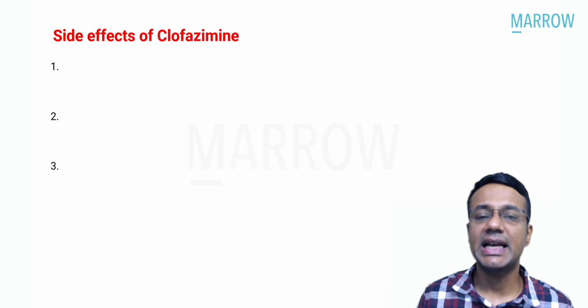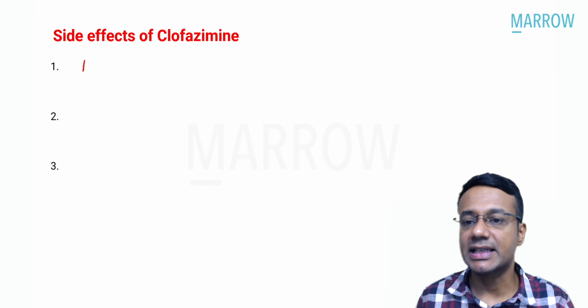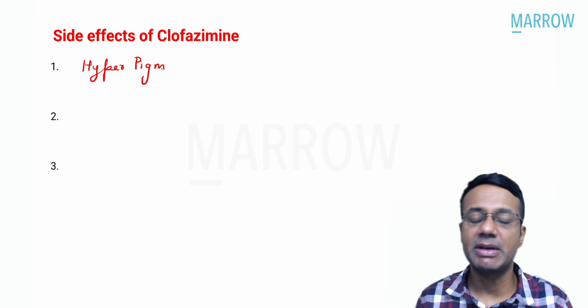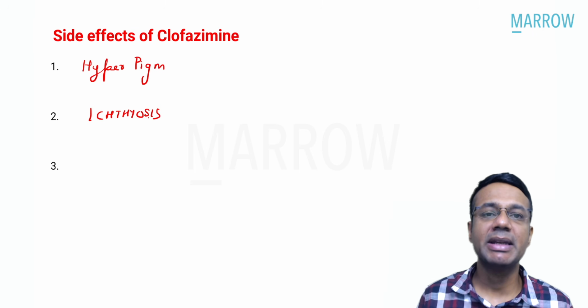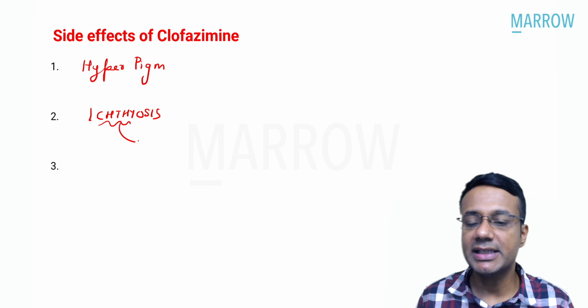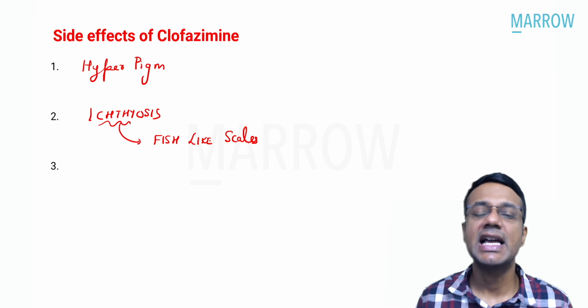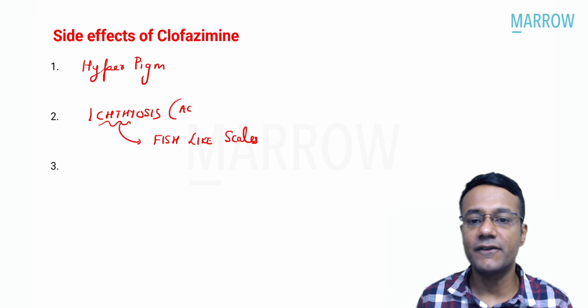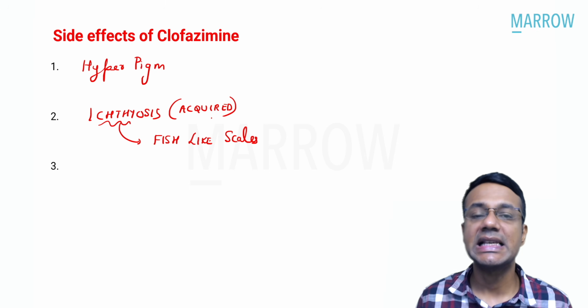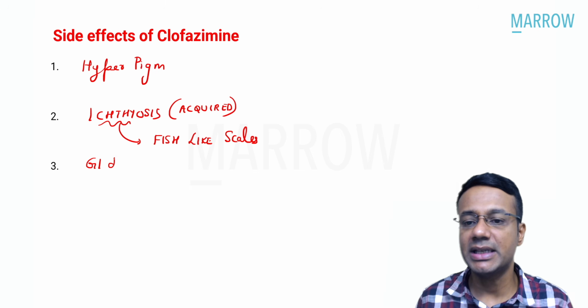Now, what is clofazimine and its important side effects? Number one is hyperpigmentation. So the three side effects of clofazimine are important to remember for the exam. Number one is hyperpigmentation. Number two is ichthyosis. Students, can you tell me the meaning of the word ichthy? Ichthy means fish-like scales. So ichthyosis is a condition characterized by fish-like scales, and clofazimine is an important drug which produces ichthyosis. So it's a cause of acquired or drug-induced ichthyosis. The last important side effect of clofazimine would be GI disturbance.